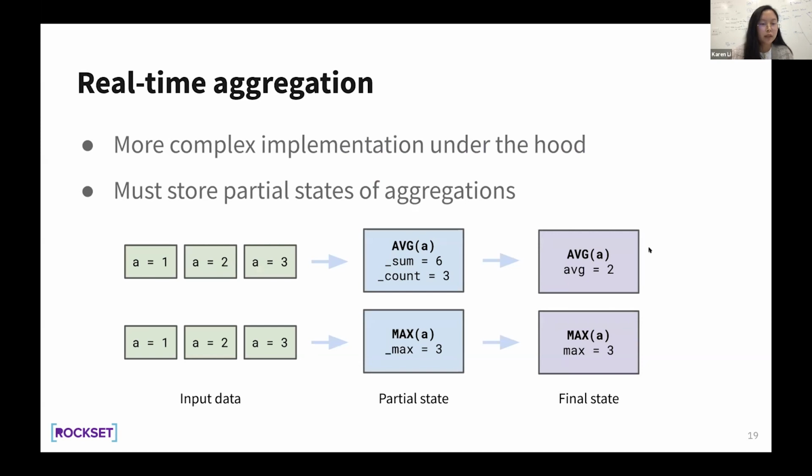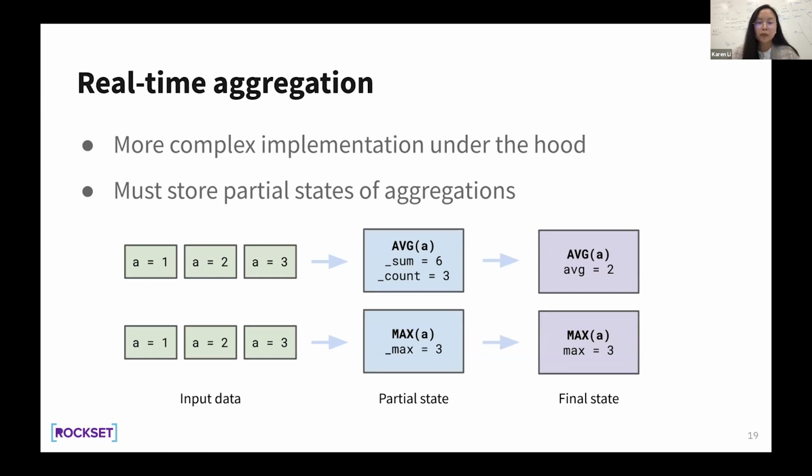So we all know that there's no such thing as a free lunch. And so the trade-off of real-time aggregations is that it requires a more complex implementation under the hood. One part of this complexity is that we must store the partial states of aggregations. The partial state of an aggregation is the state you need to maintain to compute the final value of your aggregation function. And it also has the property that it can be updated incrementally.